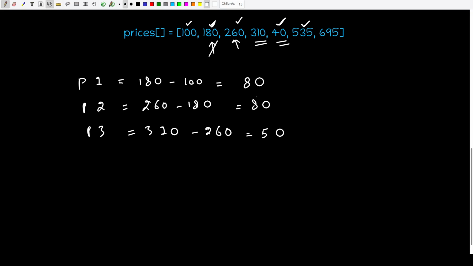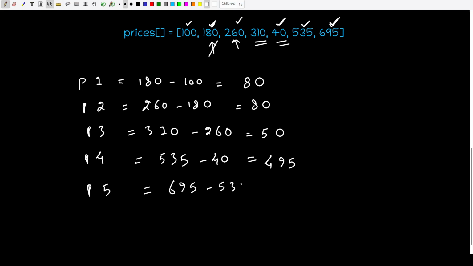But when we are at this position, we are making a profit, and the profit will be given by 535 minus 40, which is equal to 495. Similarly, we are making a profit when we are at this position. So 695 minus 535, which is equal to 160.